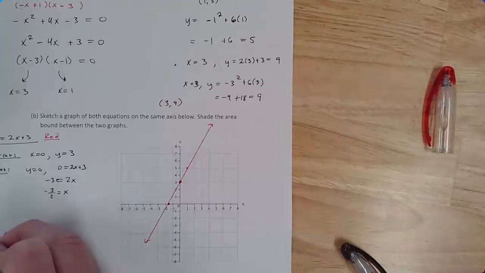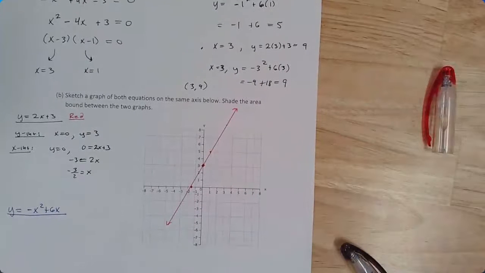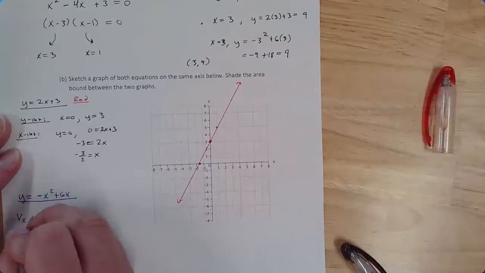All right, the parabola is going to be a little more work. First and foremost, which way does this parabola open? Upwards or downward? Definitely downward. Okay, so let's find the vertex, the x coordinate of the vertex.